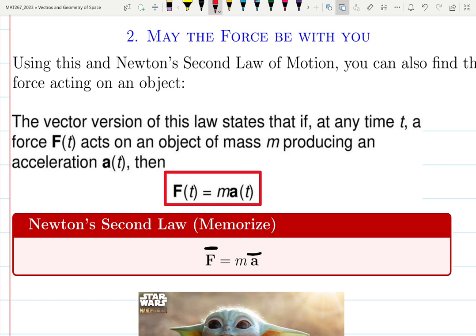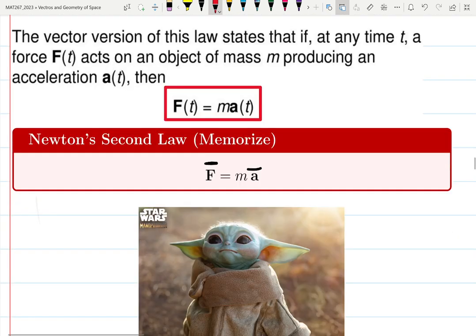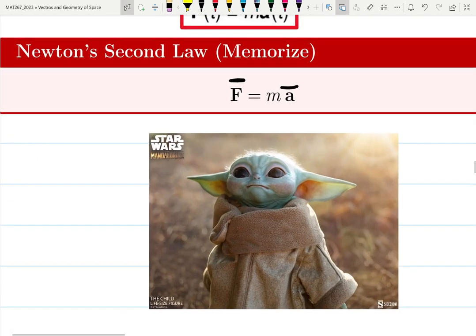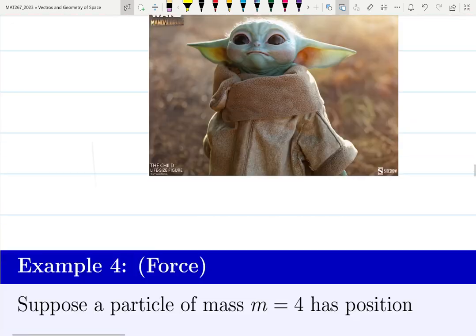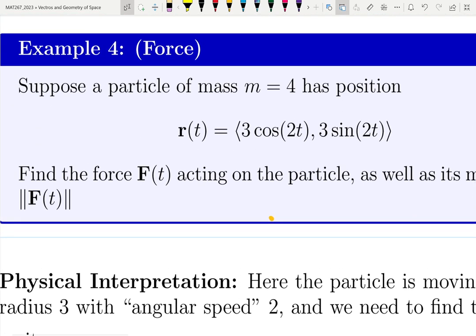The vector version of this law basically says a force F acts on an object of mass M producing an acceleration A. So a force, me pulling this chair. Chair is heavy, but with wheels, and then it accelerates. See? That makes sense. Memorize this. And since it involves acceleration, guess what we're going to do? We'll be integrating and differentiating lots of things. Example 1. This is a very good exam problem.